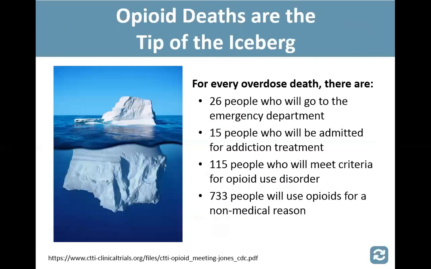You can see that the deaths are only a very small part of the total problem. For every one overdose death, with 90 Americans per day dying from opioids, 26 people go to an emergency department, 15 will be admitted to the hospital for addiction treatment, 115 will meet the diagnosis criteria for opioid use disorder, and more than 700 will be using opioids for non-medical reasons. This is an incredible catastrophe and epidemic that threatens our country. Let's go to the next slide.